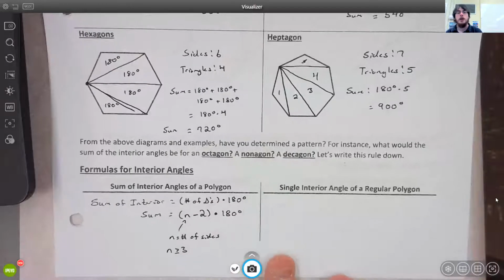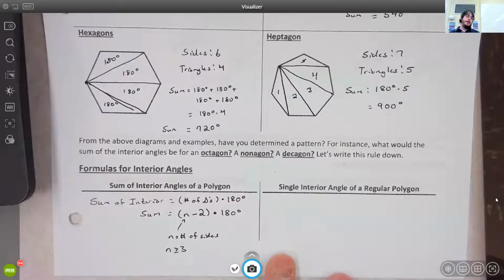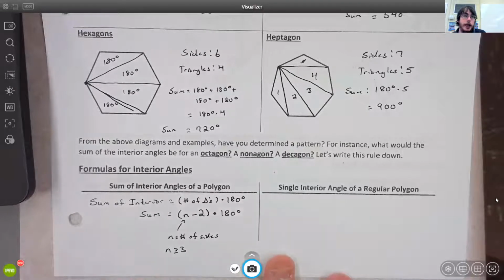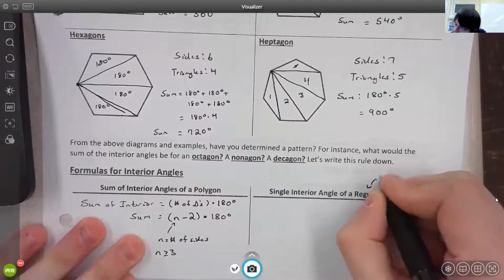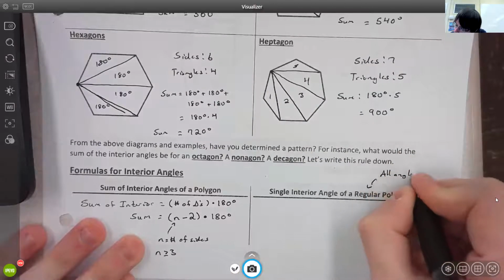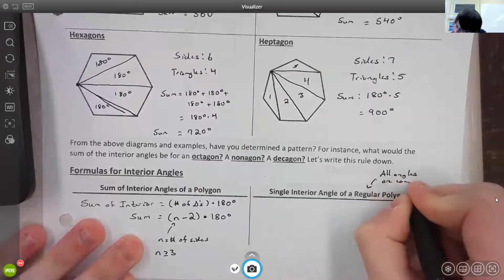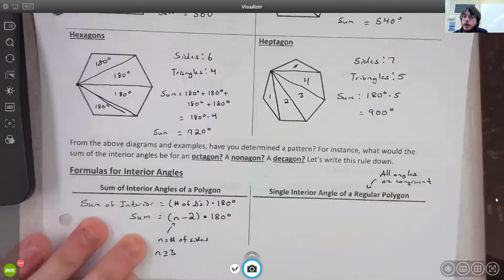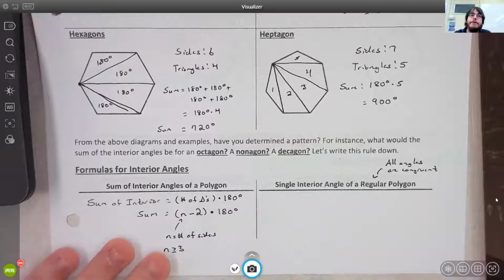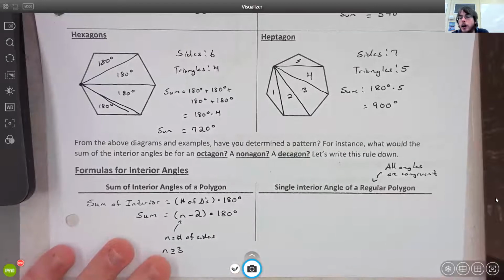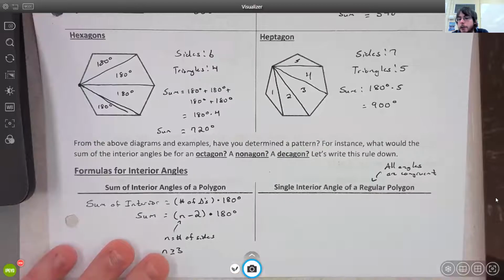All right. Now, that's not the only thing we can do. We can also determine the single interior angle of a regular polygon. Since a polygon that's regular has all angles being congruent, every single angle is the same. So if you have a pentagon that's regular, all 5 of the angles have to be the same.